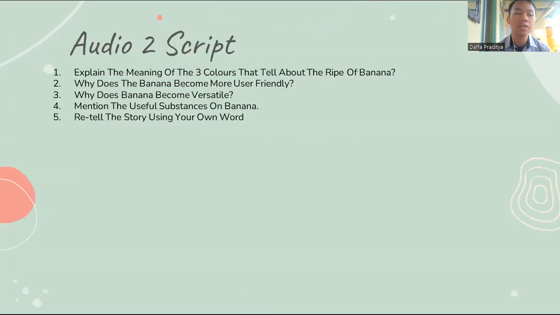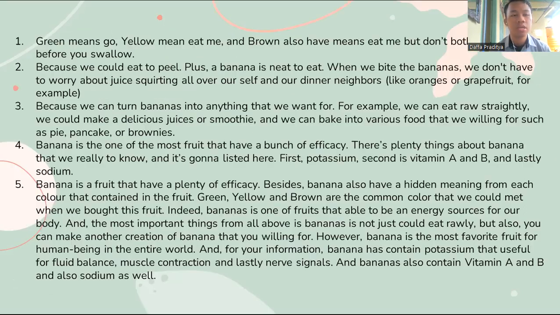And then the third question is: why does the banana become versatile? The reason is because we can turn bananas into anything that we want. For example, we can eat it raw directly. We could make delicious juices or smoothies, and we can bake it into various foods that we're willing to, such as pie, pancake, or brownies.